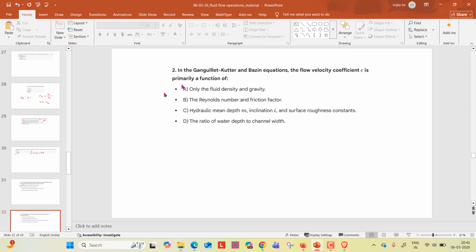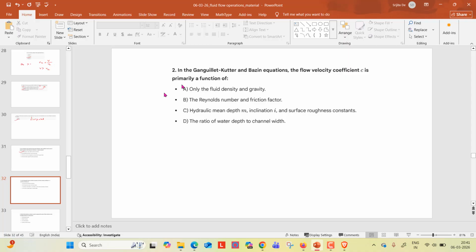Next, in the Ganguillet-Kutter and Bazin equations, the flow velocity coefficient C is primarily a function of only the fluid density and gravity, the Reynolds number and friction factor, hydraulic mean depth M, inclination I, and surface roughness constant, or the ratio of water depth to channel width. Let's go back to the lecture.